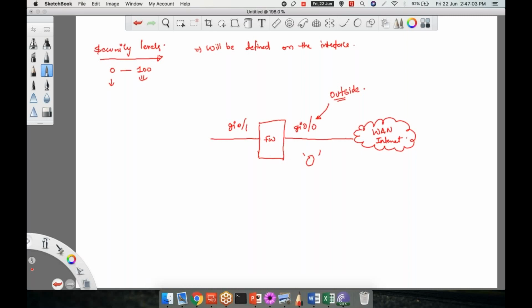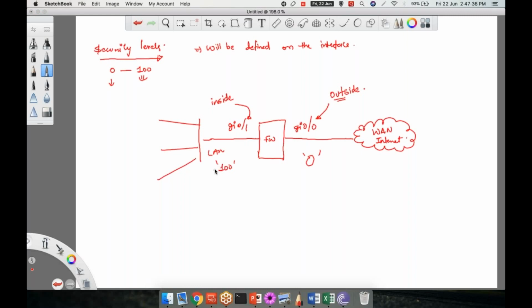In the very same way, this Gig 0/1 is an interface going towards my inside zone, the inside world, where my network resources will be present, connected to the LAN. Under the LAN, you will have multiple resources in different subnets, different VLANs, and so on and so forth. So when the interface is an inside interface, the security level will be 100. That means this interface is the most secure one.